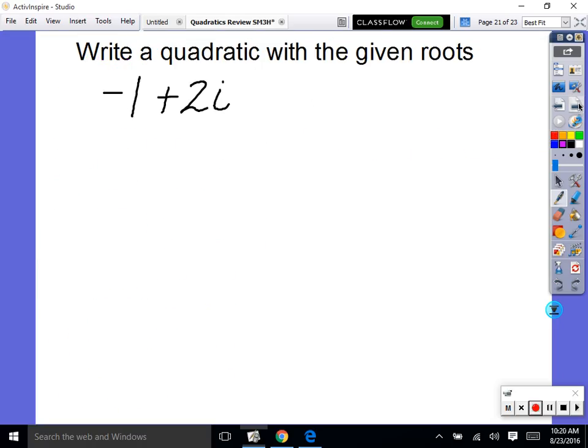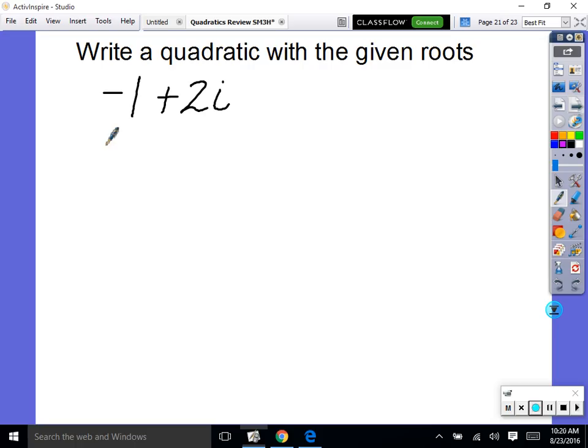Okay, do you want me to do one last example and then the rest of the time will be yours and then you can take the rest home for homework? Yes. Okay, everybody, write a quadratic with these given roots. This one's a lot longer. Can we quickly go through it?